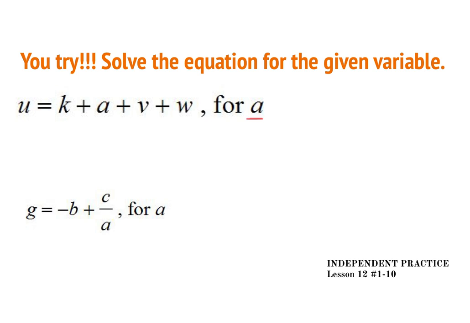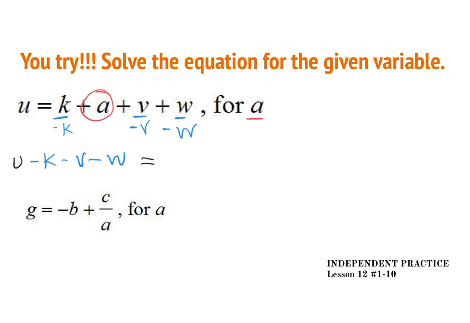So here I want to solve for the variable a. So that means I want to get rid of k, v, and w by doing the opposite. So because k is positive, we are going to subtract, so minus k. Because v is positive, we're going to subtract, so minus v. Same thing, minus w. And we're going to do that to both sides. So I'm left with u minus k minus v minus w.